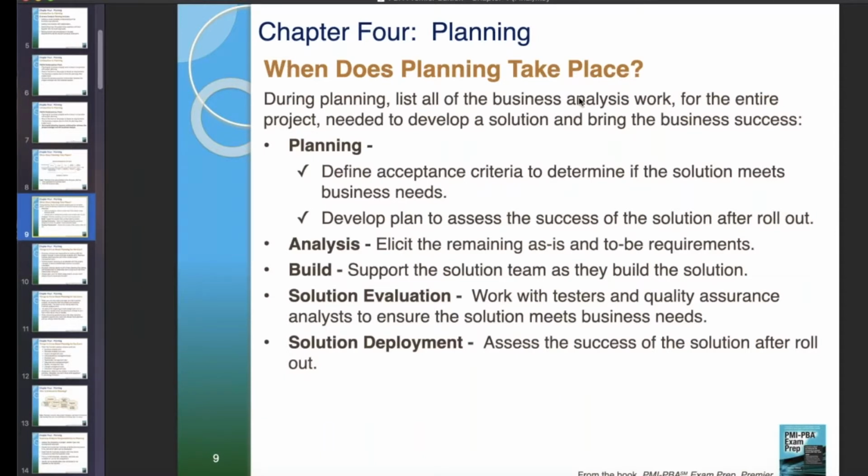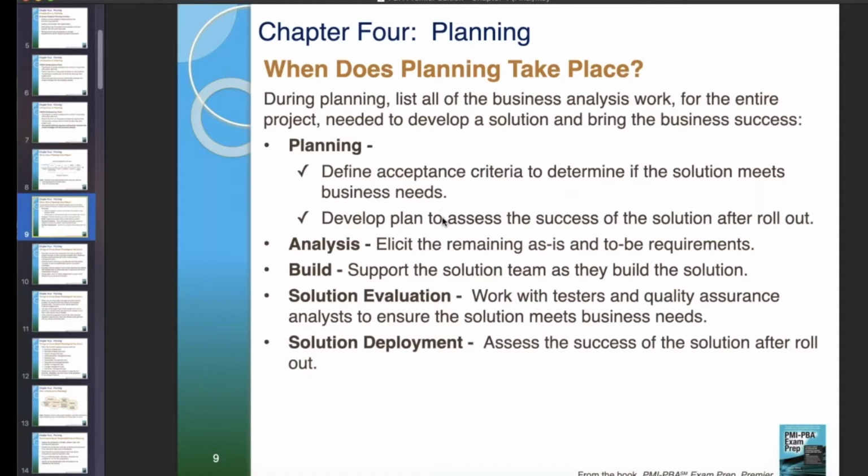So when does planning take place? During planning, list all of the business analysis work for the entire project needed to develop a solution, a product, and bring the business success. Planning: define acceptance criteria to determine if the solution meets the business needs. Develop a plan to assess the success of the solution after rollout.